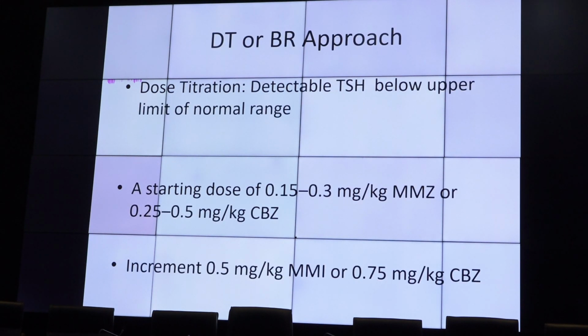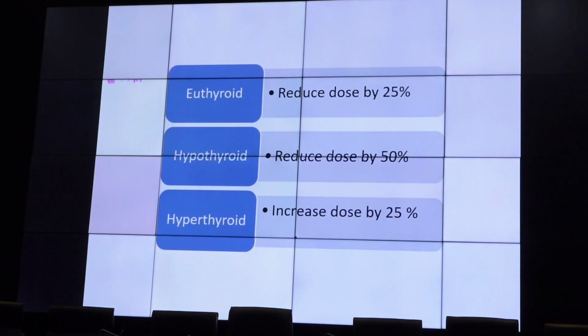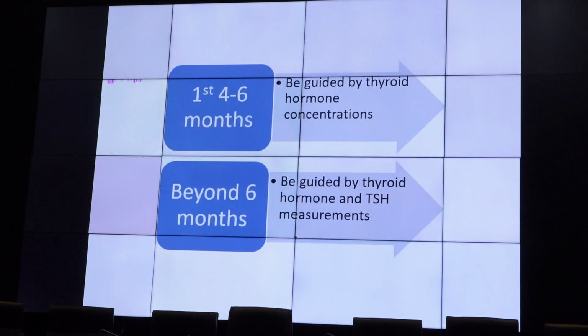Now, there are two approaches: the dose titration approach or the block and replace regimen. These are the starting doses. Start with a lower dose, 0.15 to 3 milligram per kg, and increment subsequently. Repeat the monitoring at 2 to 3 months. If euthyroid, you can reduce the dose by 25%; if hypothyroid, reduce by 50%; if hyperthyroid, increase the dose by 25%.